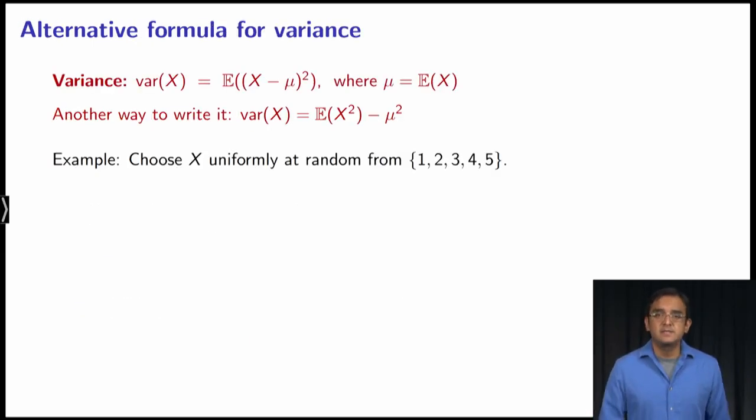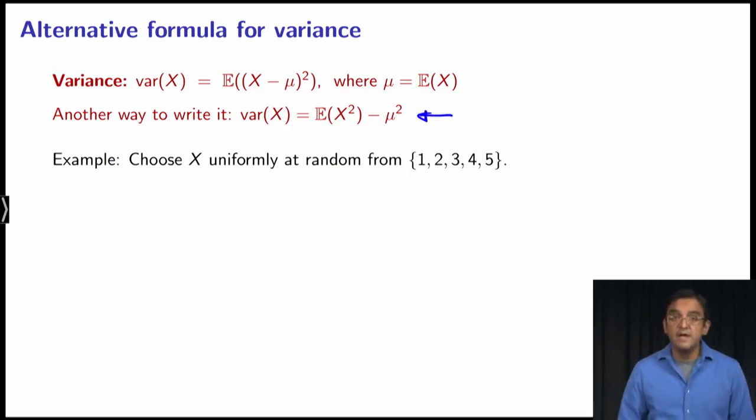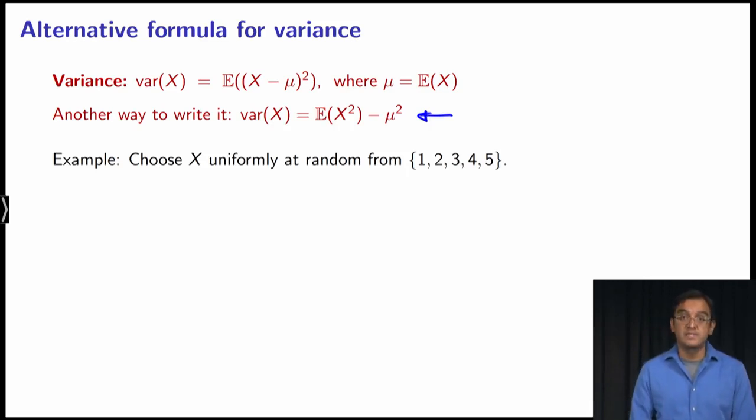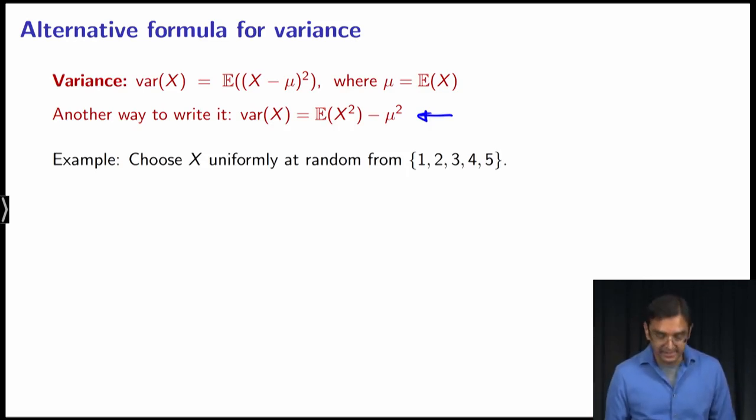There's one last property of variance that will be very useful, and that is that there's another formula for it. There's a different way to calculate it. It's this one over here. The variance of x, it turns out, is also the expected value of x squared minus the mean squared. It always works out to the same number. And so let's see this at work.